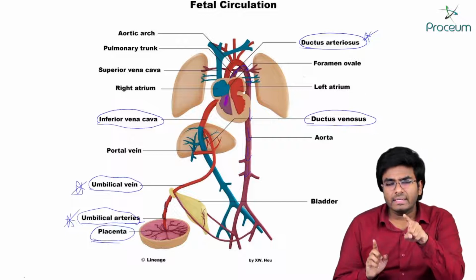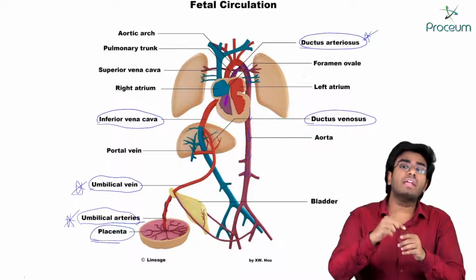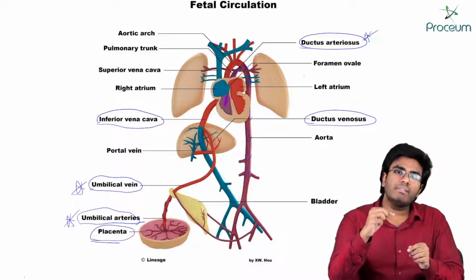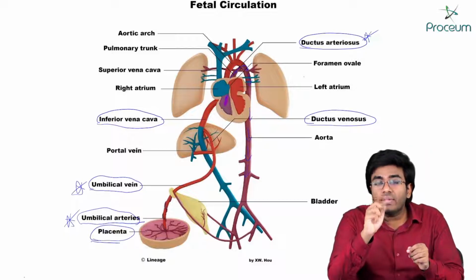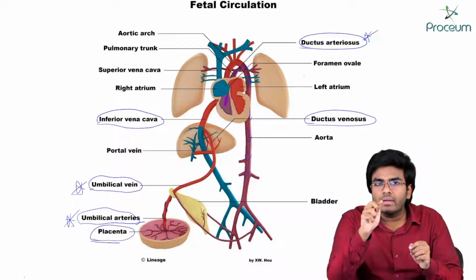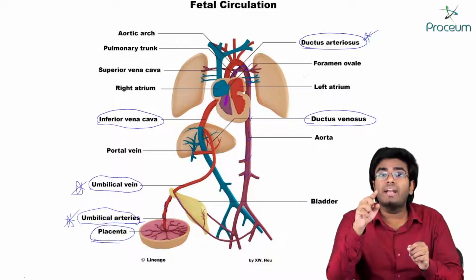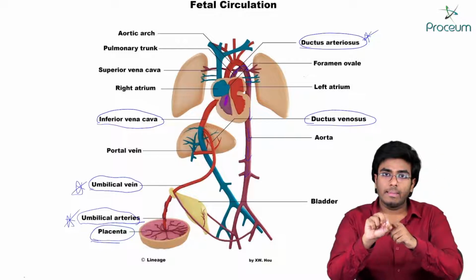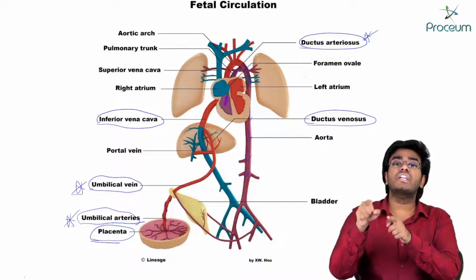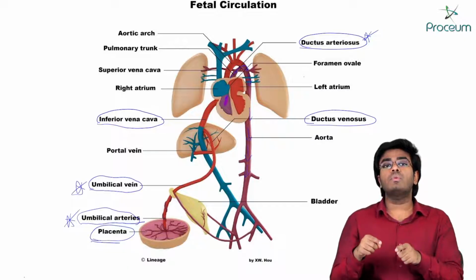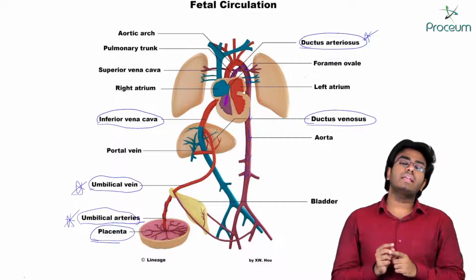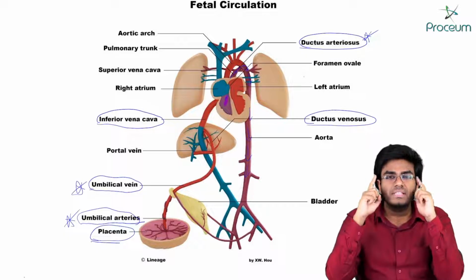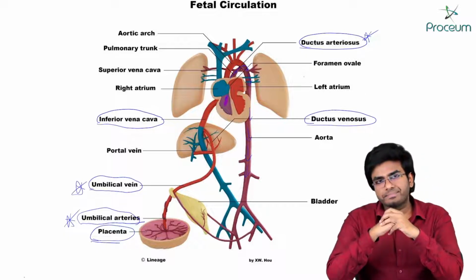The umbilical vein enters the inferior vena cava with the help of a structure known as the ductus venosus. Now the oxygenated blood present in the inferior vena cava enters the right atrium. From there, most of the oxygenated blood will be shunted into the left atrium with the help of the foramen ovale. From the left atrium, it comes to the left ventricle.